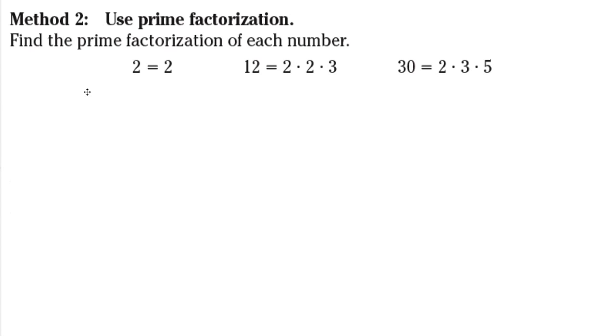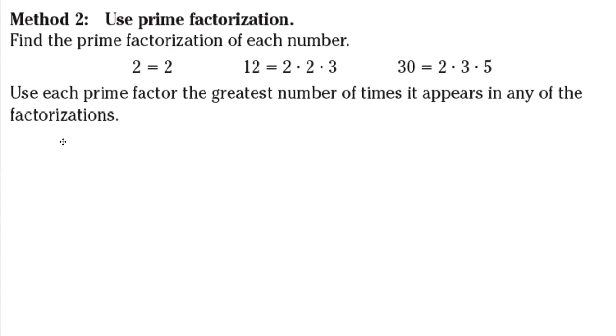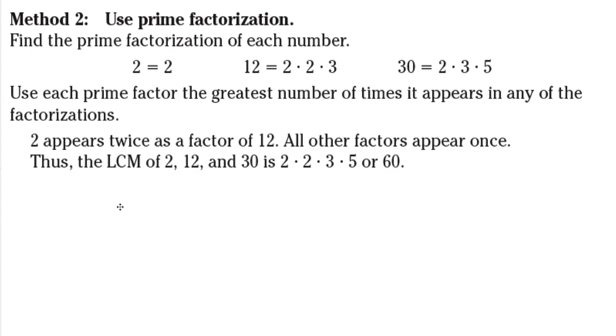We all know that. And then what we do next is use each prime factor the greatest number of times it appears in any of the factorizations. 2 appears twice as a factor of 12. All the other factors appear once. So the LCM of 2, 12, and 30 is 2 times 2 times 3 times 5, or 60.